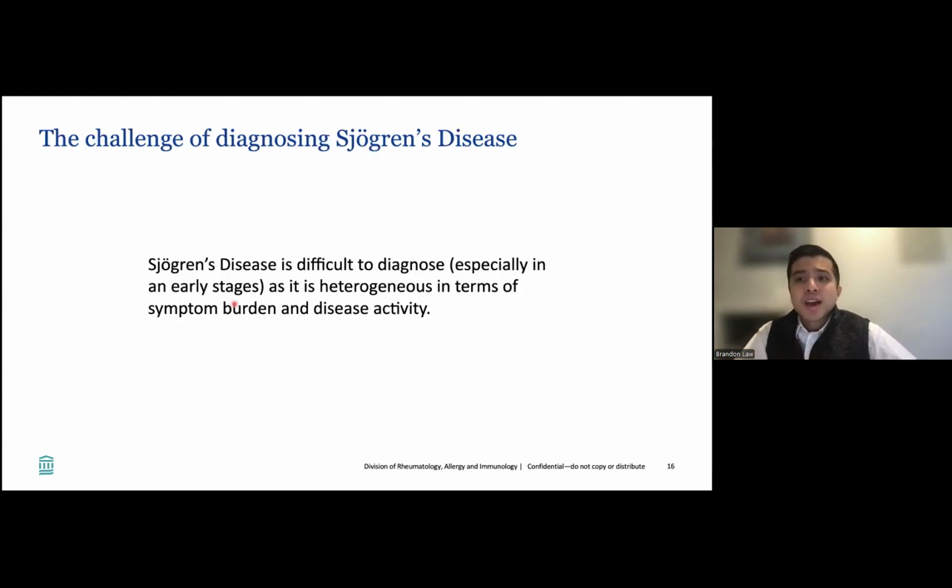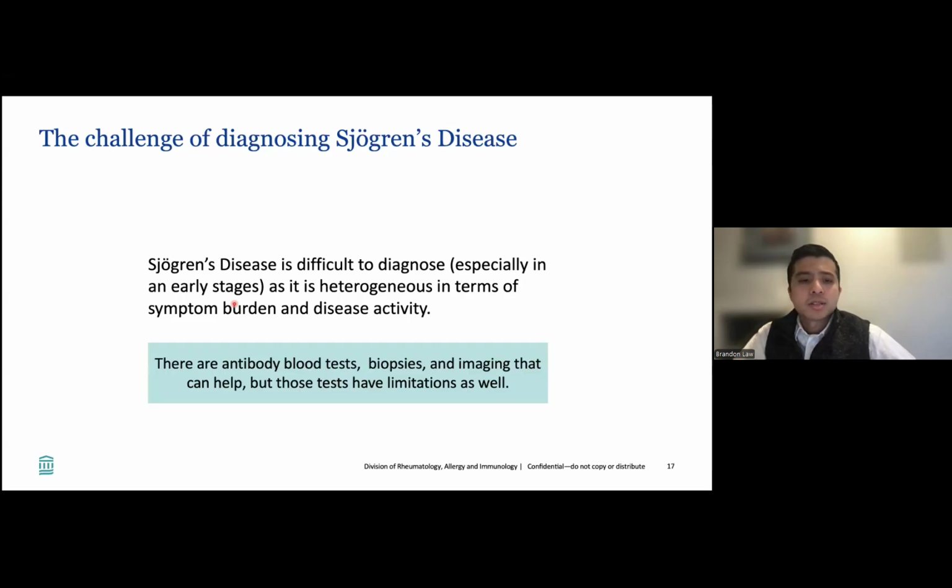So this presents a challenge, as you can see here. It's difficult to diagnose, I think, especially in early stages. I'll show you a little bit of evidence for that later on in the talk. But you can see that it's very heterogeneous, and the symptoms are very nonspecific: dryness, pain, and fatigue, for instance. So it's heterogeneous in terms of symptom burden and disease activity, which makes it very much a challenge for diagnosis.